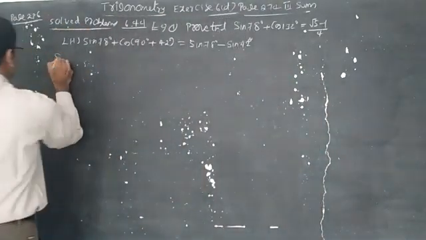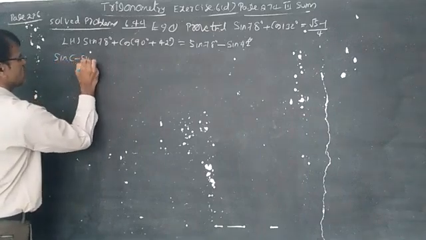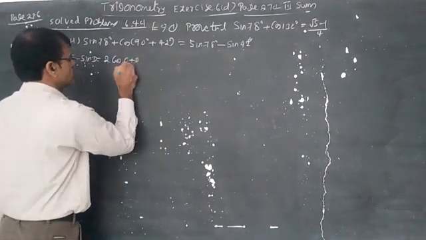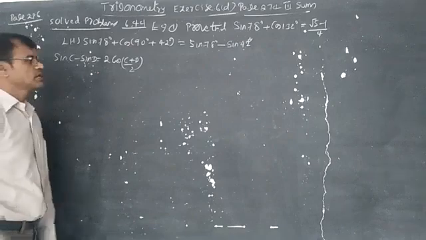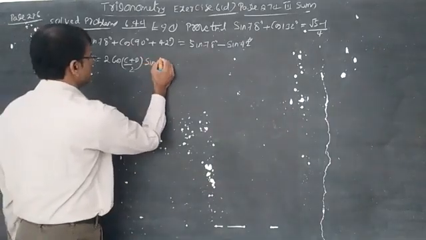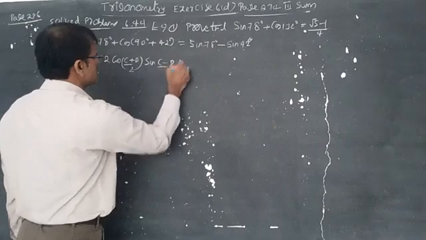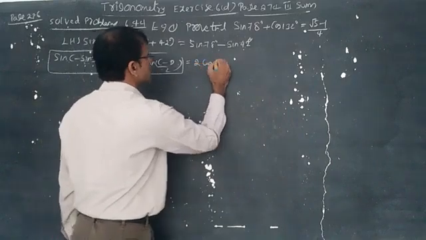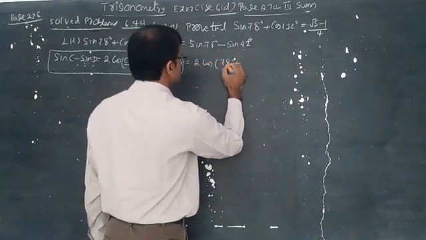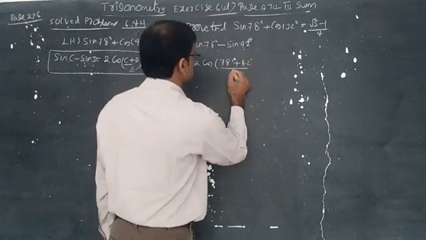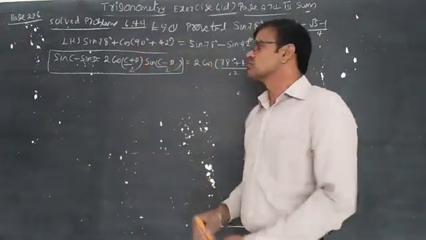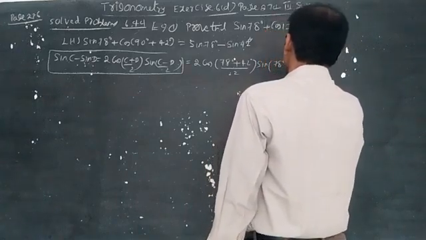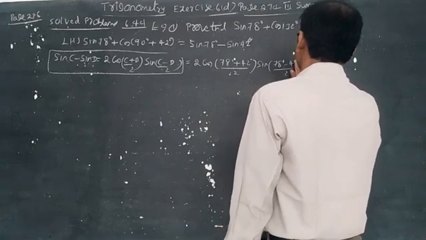Let us remember the formula for sin C minus sin D, the second formula in Roman number 2. Sin C minus sin D is equal to 2 cos of (C plus D) by 2 into sin of (C minus D) by 2. So that is equal to 2 cos of (78 degrees plus 42 degrees) by 2 into sin of (78 degrees minus 42 degrees) by 2.